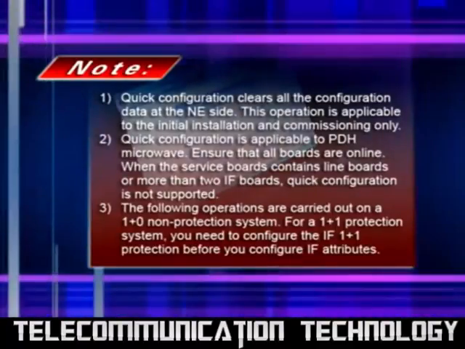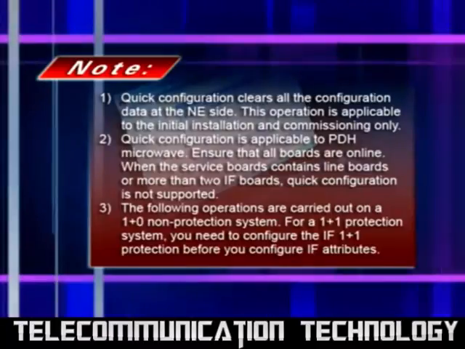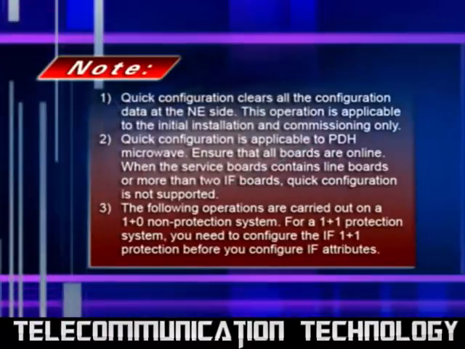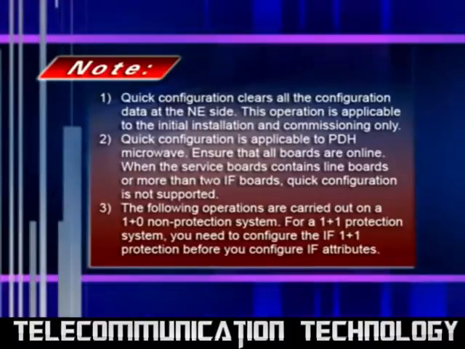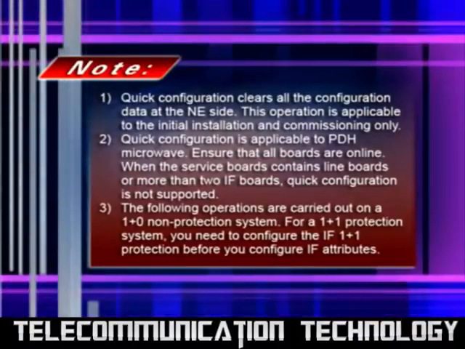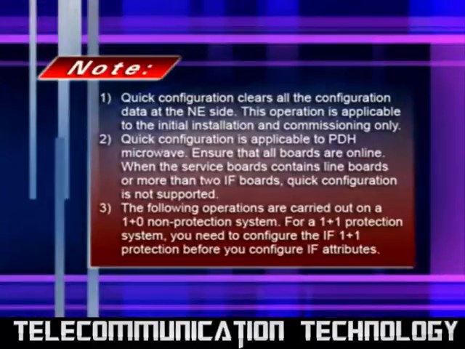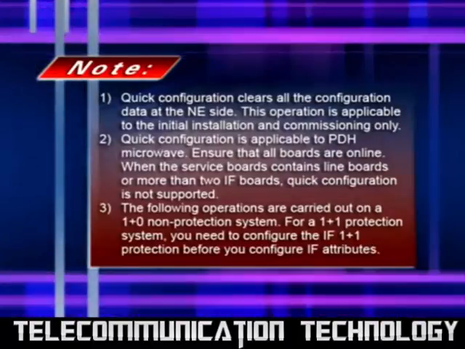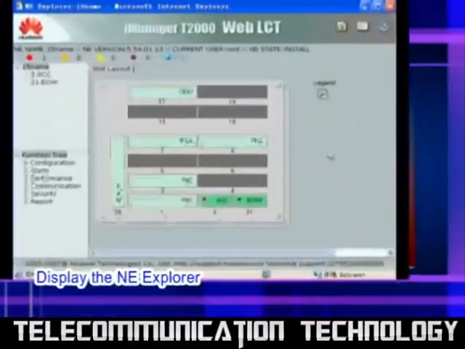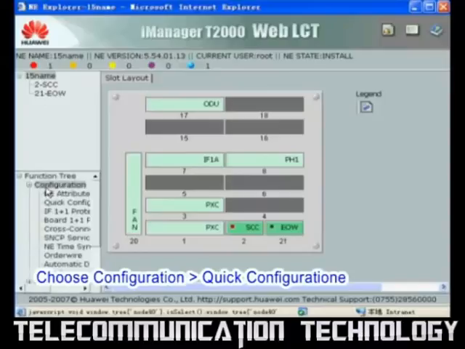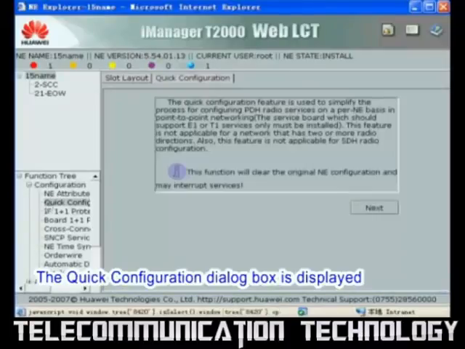When the service board contains line boards or more than 2 IF boards, quick configuration is not supported. 3. The following operations are carried out on a 1+0 non-protection system. For a 1+1 protection system, you need to configure the IF 1+1 protection before you configure IF attributes. Display the NE Explorer. Select the NE from the object tree. Choose Configuration, Quick Configuration from the function tree. The Quick Configuration dialog box is displayed.